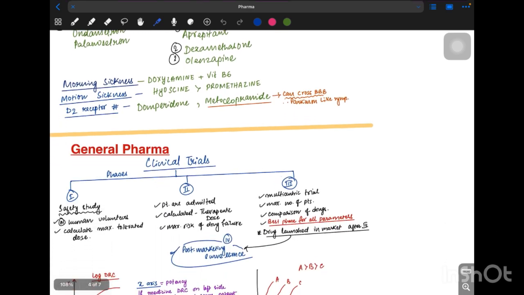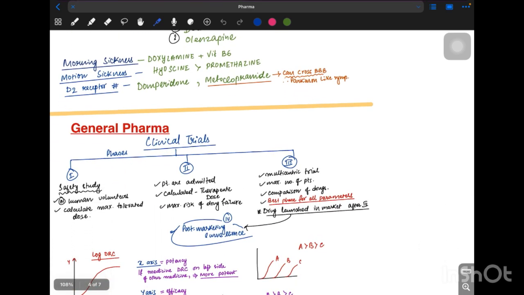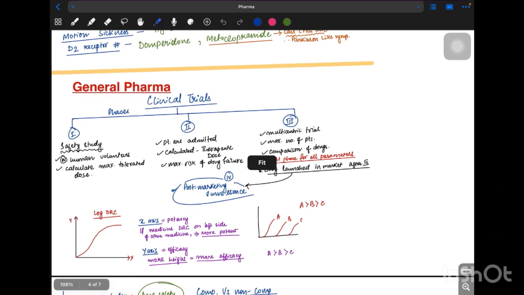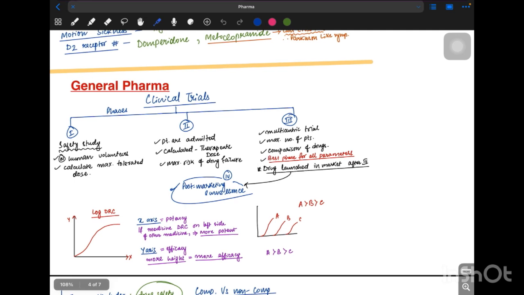Now, the most important topic, general pharmacology. So let's start with general pharmacology. Important one is clinical trials. Questions have already come many times from clinical trials. So what are the phases of clinical trials? 1, 2, 3 and 4. There are 4 phases of clinical trials. The first phase is also known as the safety study, where we keep normal human volunteers and we calculate the maximum tolerated dose.